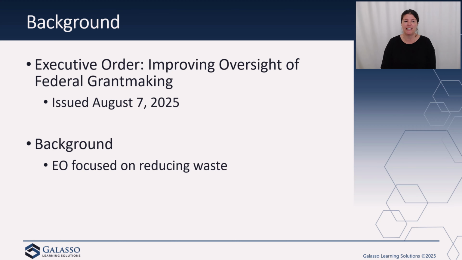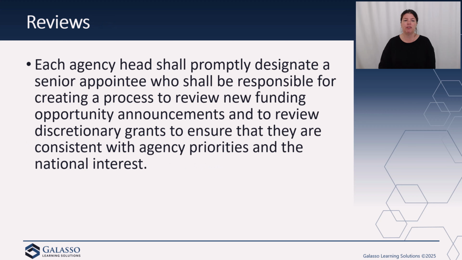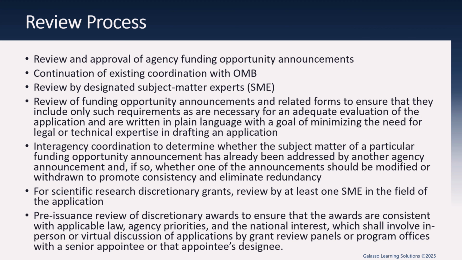This one is related to, again, improving oversight of federal grant making. So this one is really focused on waste. And what it's going to do is it's going to require each agency to designate some type of senior appointee to review a funding process. And basically, we're going to require that they review discretionary grants. This is what the target is, to ensure that they are part of the president's agenda and serve the national interest.